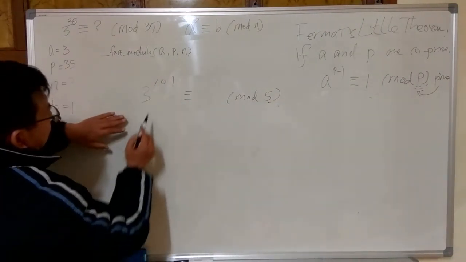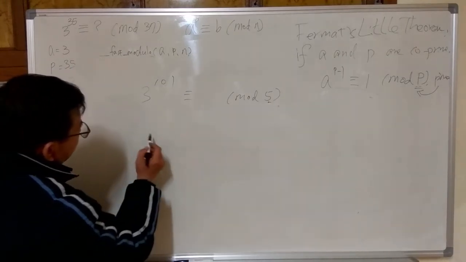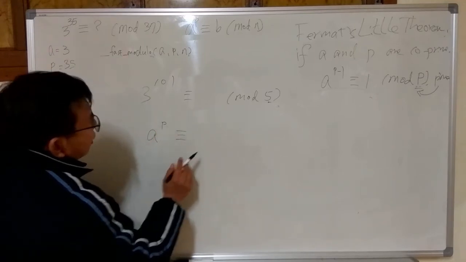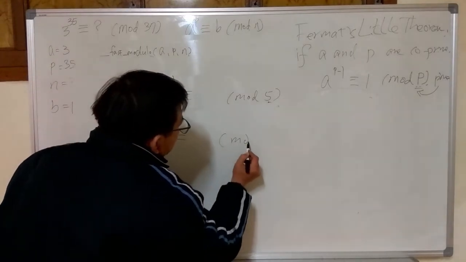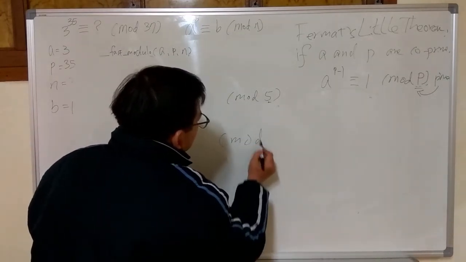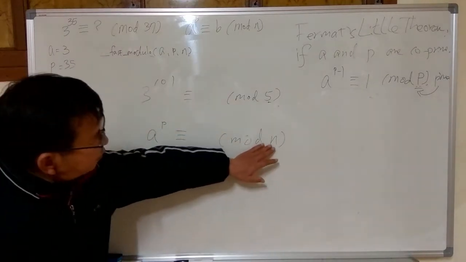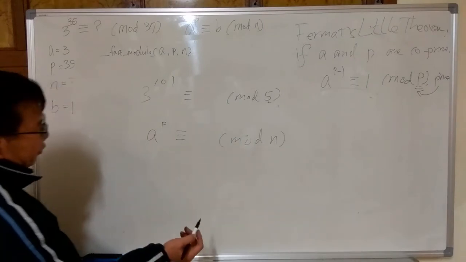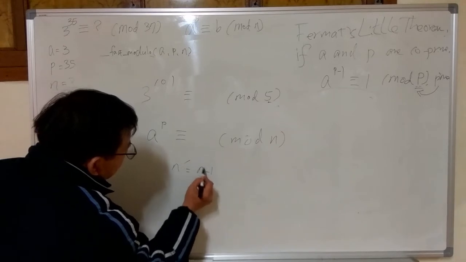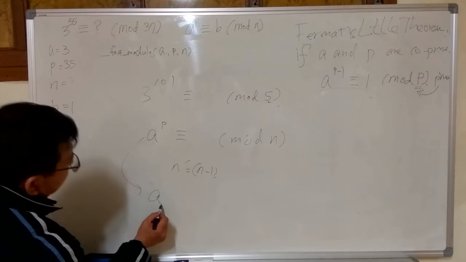So it can be represented like this: a^p mod n. If n is prime, for example, we can get n minus 1. Okay, so this number can be represented like the a.